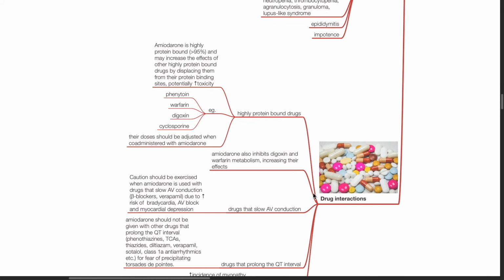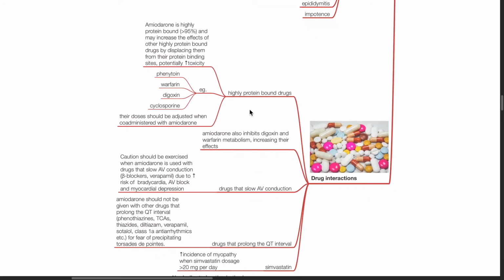Drug interactions. Amiodarone is highly protein-bound, more than 95%, and may increase the effects of other highly protein-bound drugs by displacing them from their protein binding sites, potentially increasing toxicity of drugs such as phenytoin, warfarin, digoxin, and cyclosporine. Their doses should be adjusted when co-administered with amiodarone. Amiodarone also inhibits digoxin and warfarin metabolism, increasing their effects.